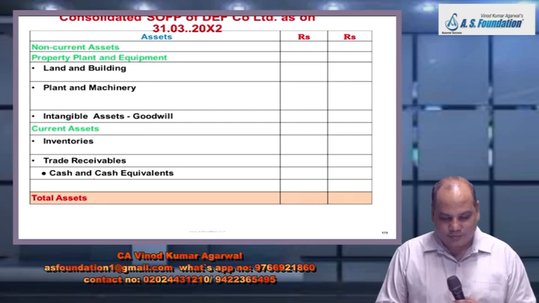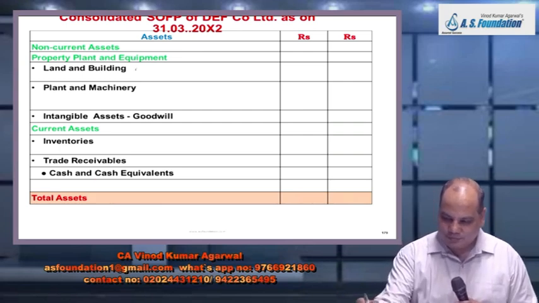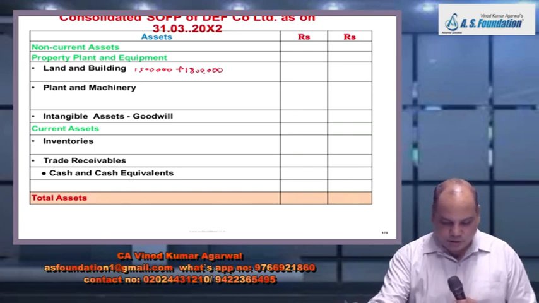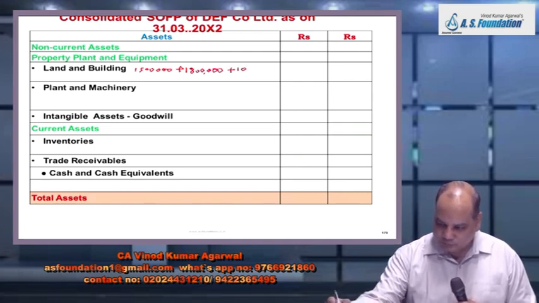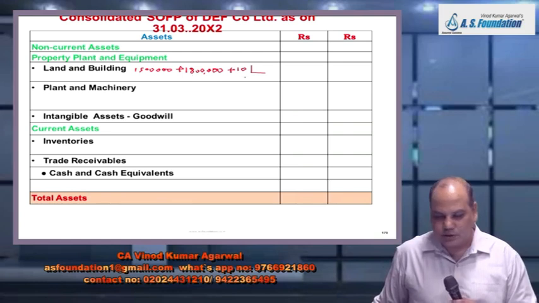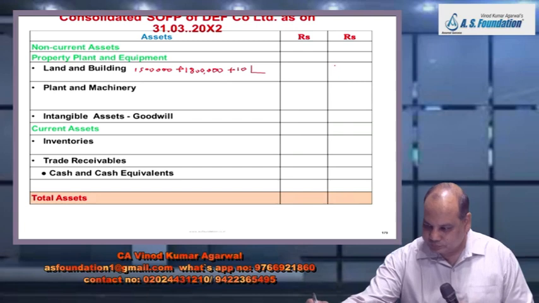Land and building. Right, land and building. 15 lakh plus 18 lakh. Read the adjustment below. What is the increase in the value of land and building? 10 lakh. So 10 lakh more you add. So my total will become 15 plus 18 plus 10, 43 lakh. Right, 43 lakh.